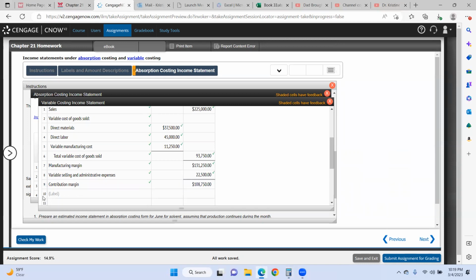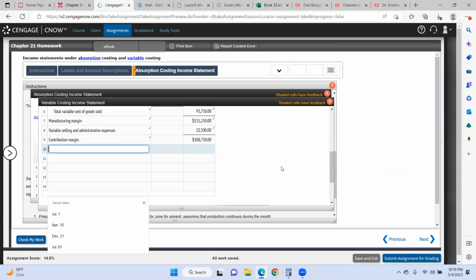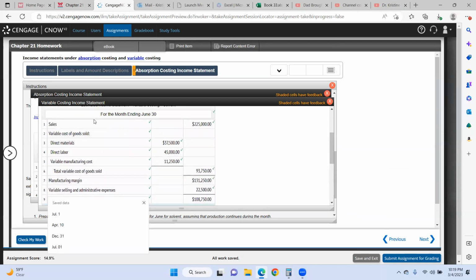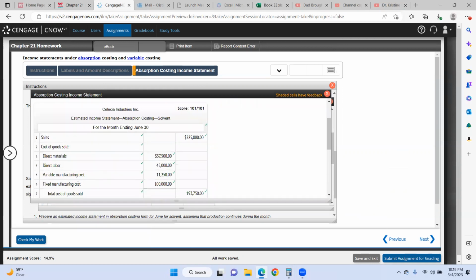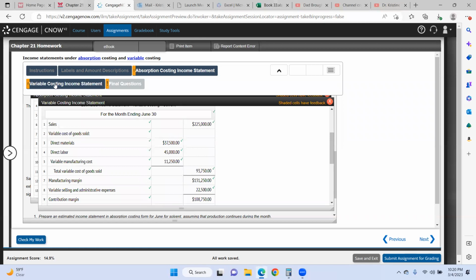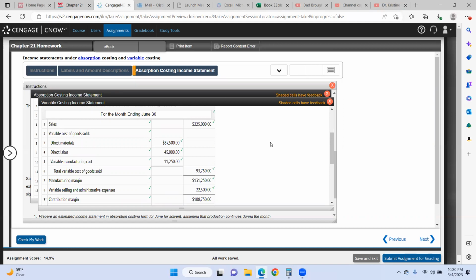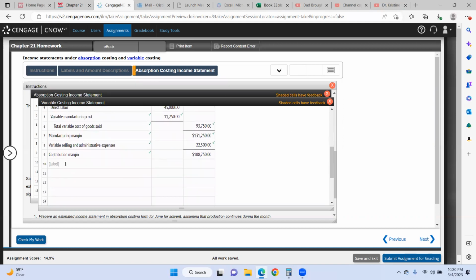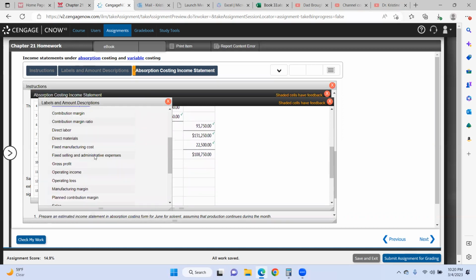Okay, excellent. Now what we're going to do is notice that with the variable income statement, we list all of our variable costs, no matter where they fall in the absorption income statement. You can see here, I've got a fixed product cost up here, and I have a variable selling admin cost down here. So when you're working with this variable costing income statement, instead of separating it according to product cost and period cost, they're separating it according to whether it's variable or fixed. So this label is going to be fixed cost.